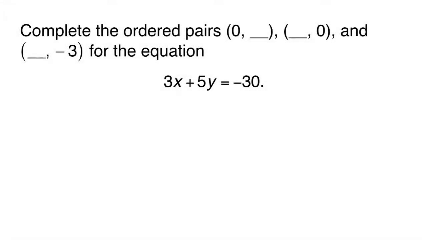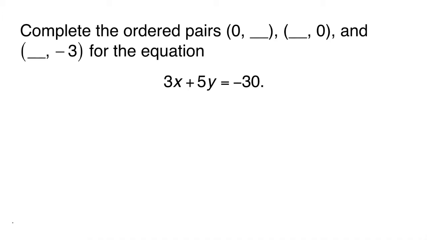Complete the ordered pairs (0, blank), (blank, 0), and (blank, -3) for the equation 3x + 5y = -30. Ordered pairs are in the form where the first coordinate represents our x coordinate and the second coordinate is the y coordinate. So to complete the ordered pairs, we'll substitute the given coordinate in each ordered pair into the corresponding variable in the equation and solve for the other variable.